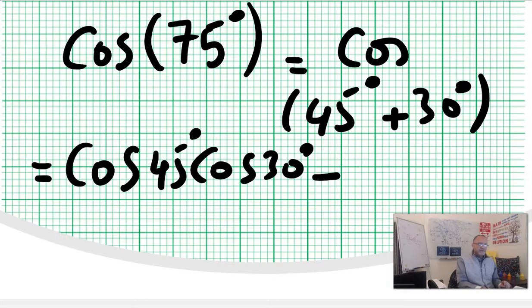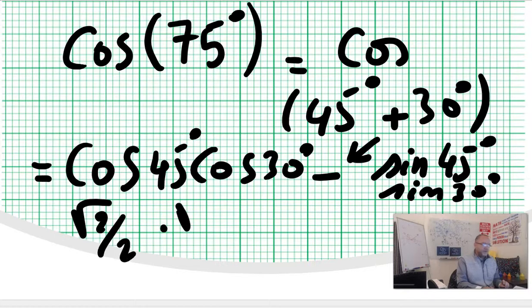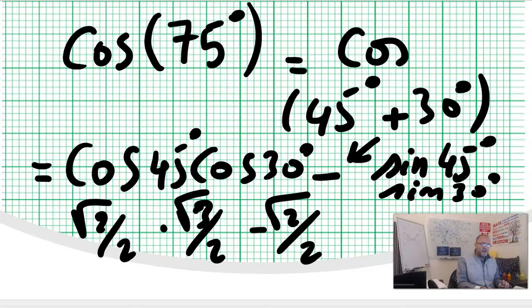And the sine changes, and we're going to derive it and tell you why when we get to that. So this is minus sine of 45 times sine of 30 degrees. Now cosine of 45, square root of 2 divided by 2, times square root of 3 divided by 2, minus square root of 2 divided by 2 times, what's the sine of 30? A half. You're going to end up with the same answer.